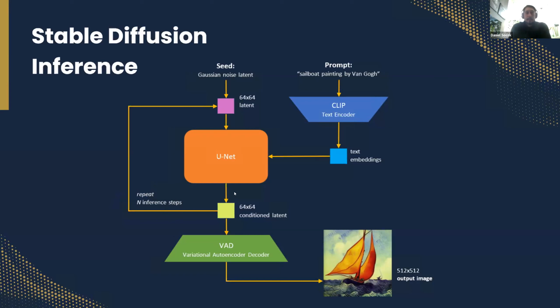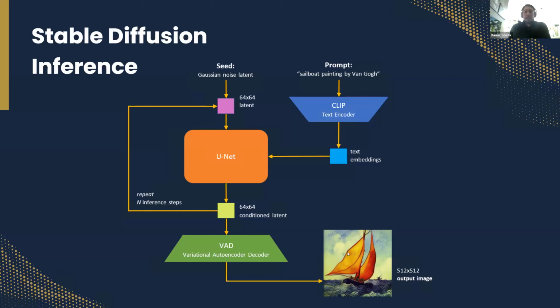At the end, this conditional latent, again a 64 by 64 two-dimensional output, gets better and better in terms of removing the noise. In the final stage, when all these iterations are done, this latent gets converted back to the image space.